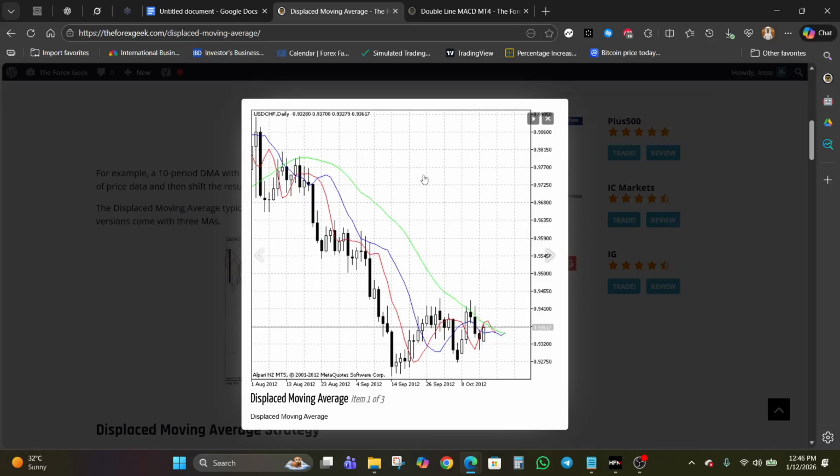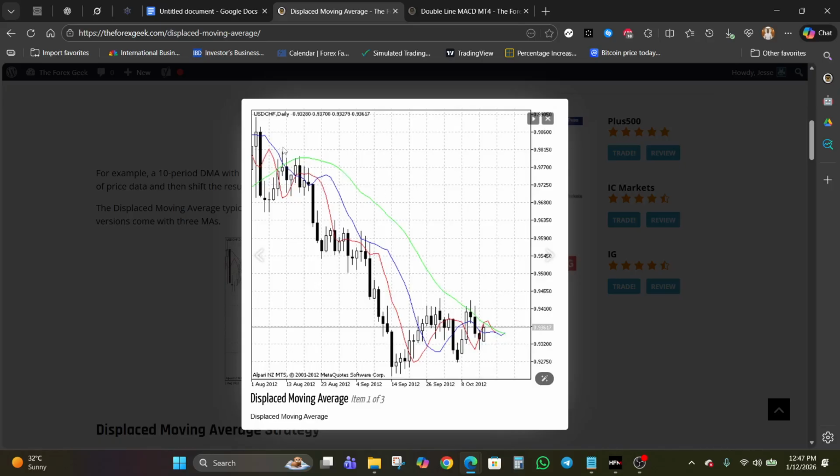When you have price trading below the moving average, it's a bearish signal, it's a bearish trend. And when you have price trading above the moving average, it's a bullish trend. So what you have to be looking out for are the bearish crossovers and the bullish crossovers.